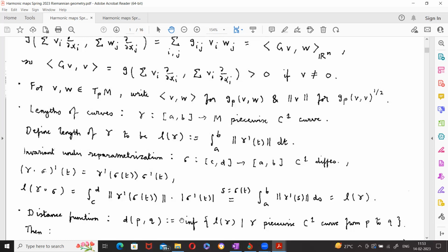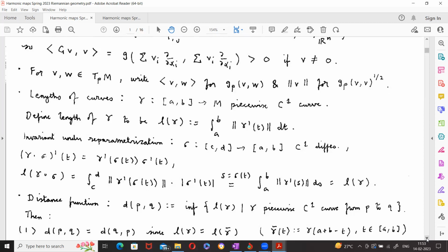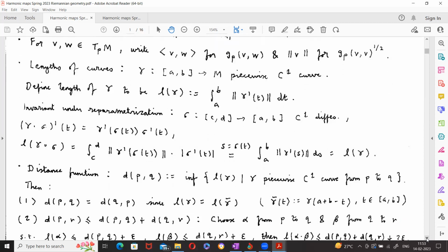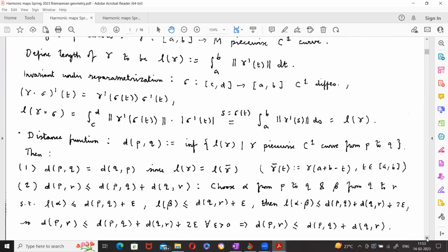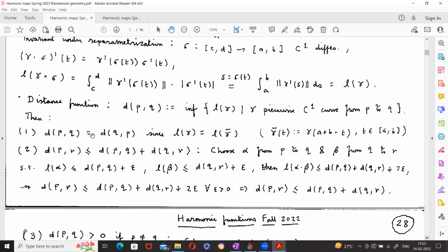So in other words, you define the distance between points P, Q to be the infimum of the length of gamma, where gamma is a piecewise C1 curve from P to Q. So you take all piecewise C1 curves from P to Q, take their lengths and take the infimum. Then the claim is that this is a metric. So let's quickly check that this is a metric.